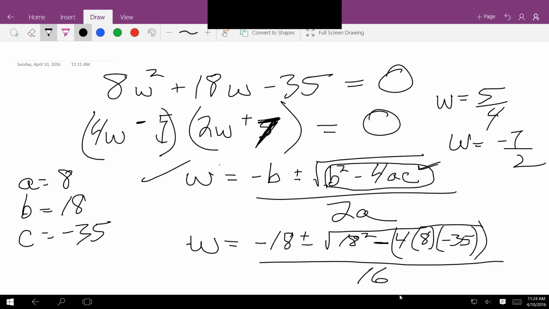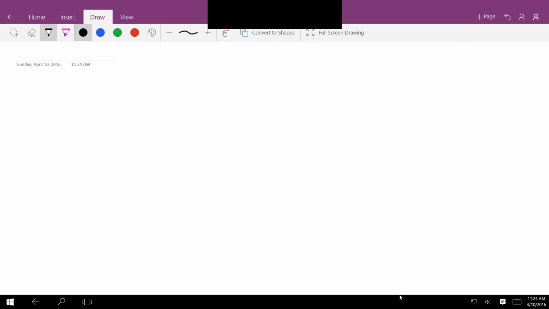All right. So the next one. Those two answers should have worked if you did them correctly. What else do we got? It says use the quadratic formula to solve the equation 2x squared minus 3x equals 1. Tell me how to do it.